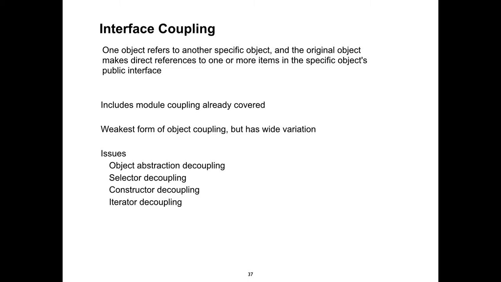And so he talks about interface coupling, where two objects talk to each other just using their public interface, right? Which is good, right? Because that's the whole point of objects. Your classes can have a public interface, and then inside we can change those details, but the public interface doesn't change. And then he talks about various ways in which we can decrease that type of coupling.